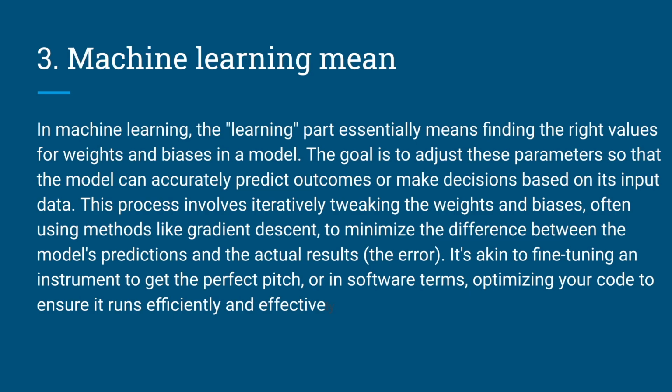This process involves iteratively tweaking the weights and biases, often using methods like gradient descent to minimize the difference between the model's prediction and the actual result, the error. It's akin to fine-tuning an instrument to get the perfect pitch, or in software terms, optimizing your code to ensure it runs efficiently and effectively.